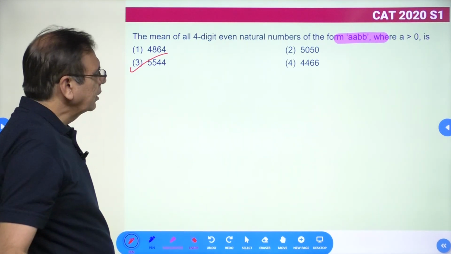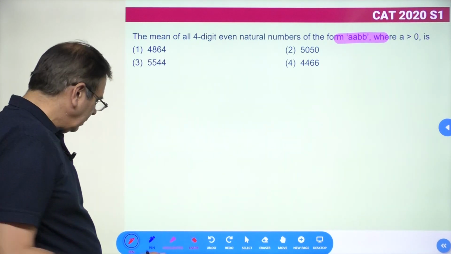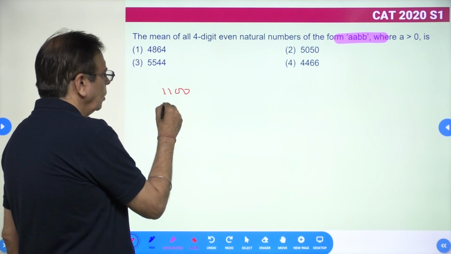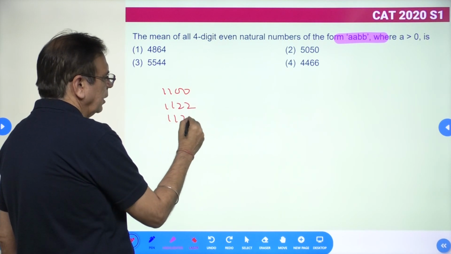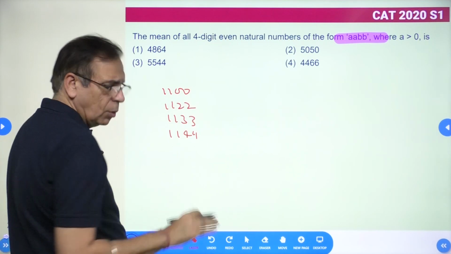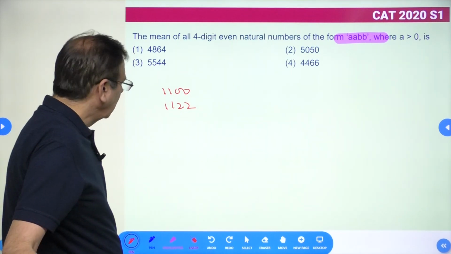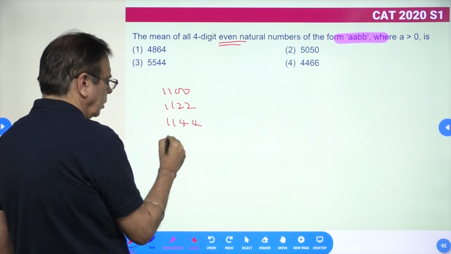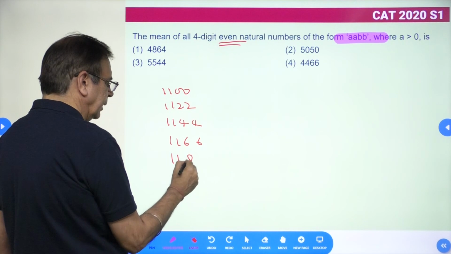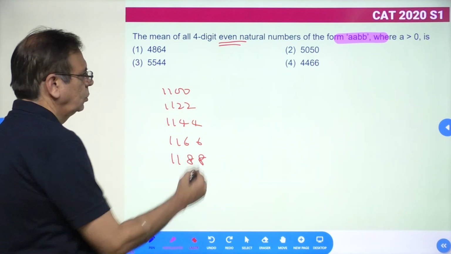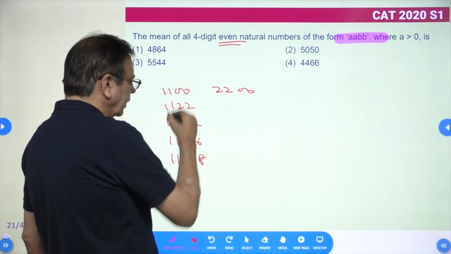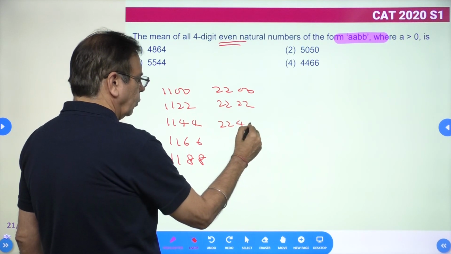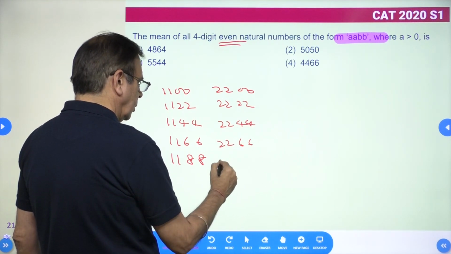What is it people do? They start saying, okay, what is the wrong way here? What people most of the time do is say 1100, 1122, 1133, 1144. Oh, sorry, my mistake. 1144, because we are talking about even natural numbers. 1144, 1166, 1188. Next what will you take? 2200. Since 1 is done, we will do 2. 2222. Similarly 2244, 2266, 2288.